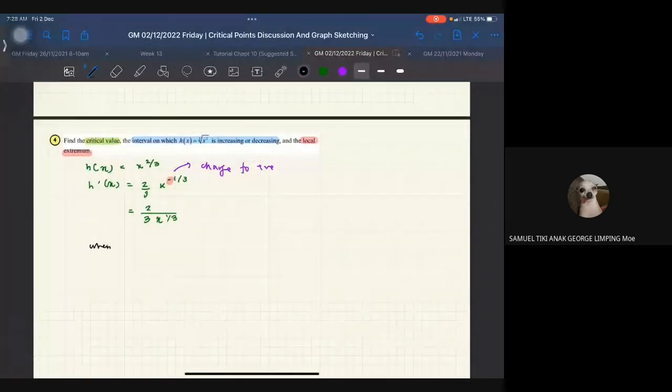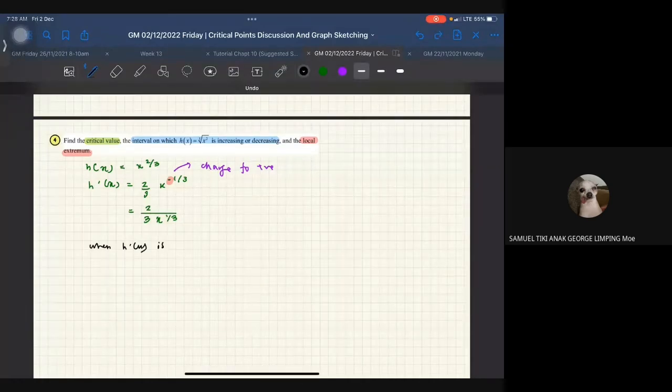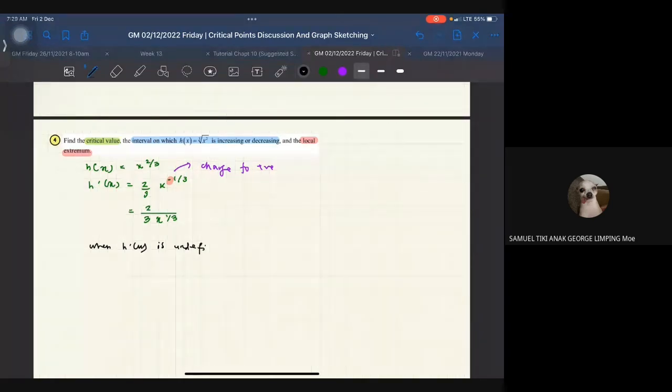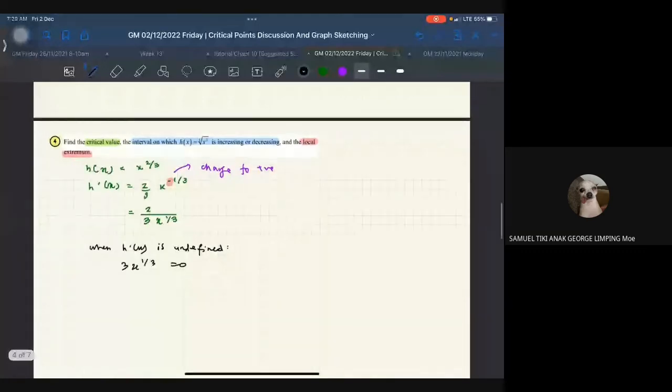Okay, so saya tulis lagi, saya sambung. So when h prime of x is undefined, okay, so kita akan ambil 3x power of 1 over 3 is equals to 0. So we want to solve for x. So awak akan dapatlah x sama dengan kosong. Settle dekat situ. Okay, so soalan minta kita cari critical value. This one over here is a critical number.